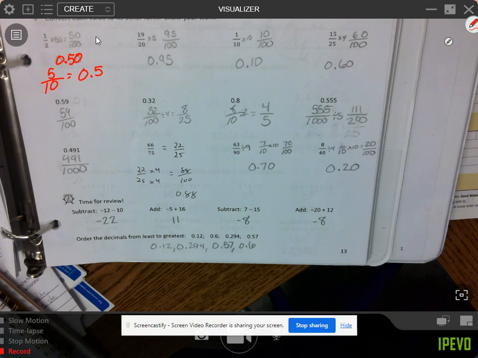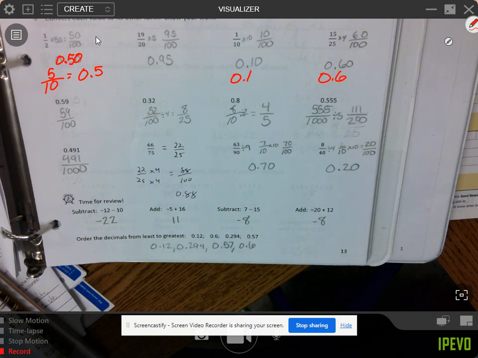A lot of times we can't go to the 10th place. So that's why I always say the magic number is 100. If you go to the 10th place when you're able to, that's acceptable. Then we have 0.95, 0.1 or 0.10, 0.60 or 0.6.